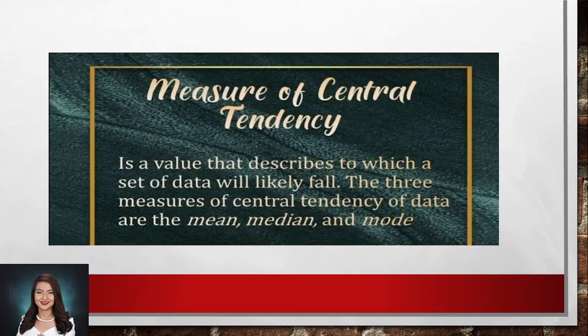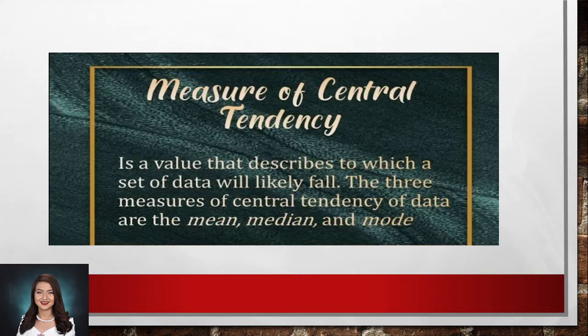Measure of central tendency is a value that describes where a set of data will likely fall. The three measures of central tendency of data are the mean, median, and mode. Measure of central tendency provides a very convenient way of describing a set of scores in a single number that describes the performance of the group. It is also defined as a single value that is used to describe the center of the data. It is thought of as a typical value in a given distribution.